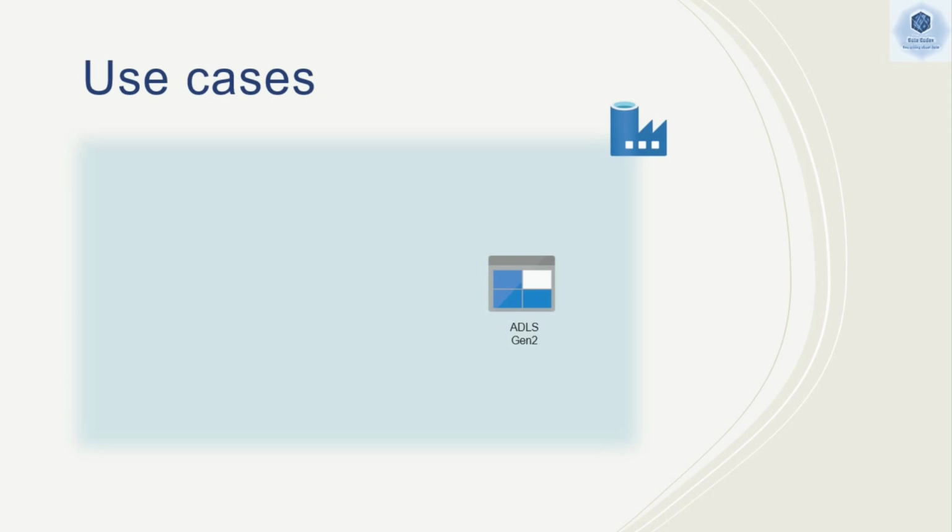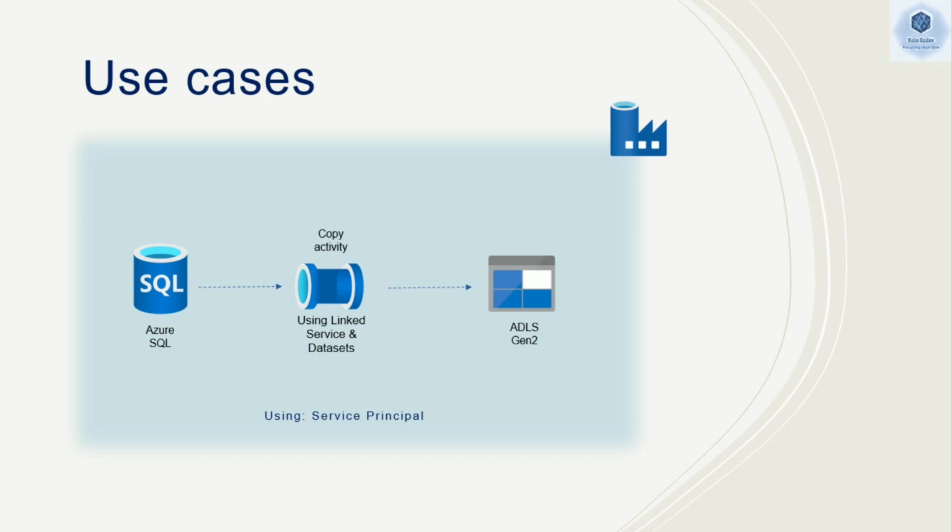Let me walk through the use case that we are going to perform. We are going to move the data from Azure SQL database to the ADLS Gen2 account with the help of copy activity in Azure Data Factory pipelines. We are going to configure the linked service with the service principal authentication.